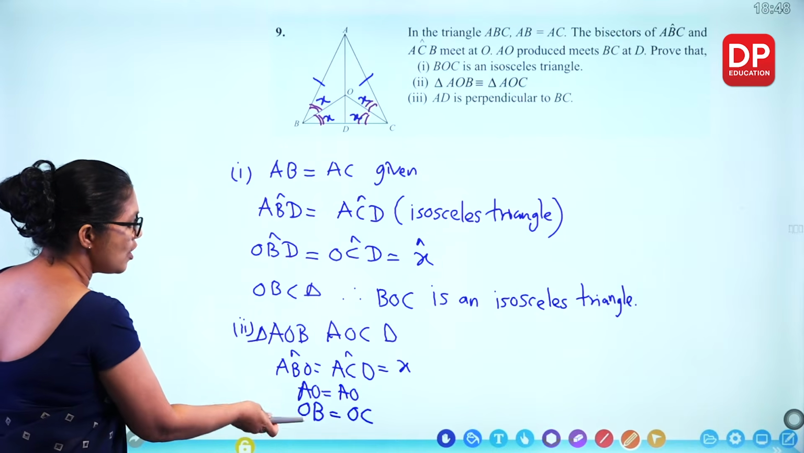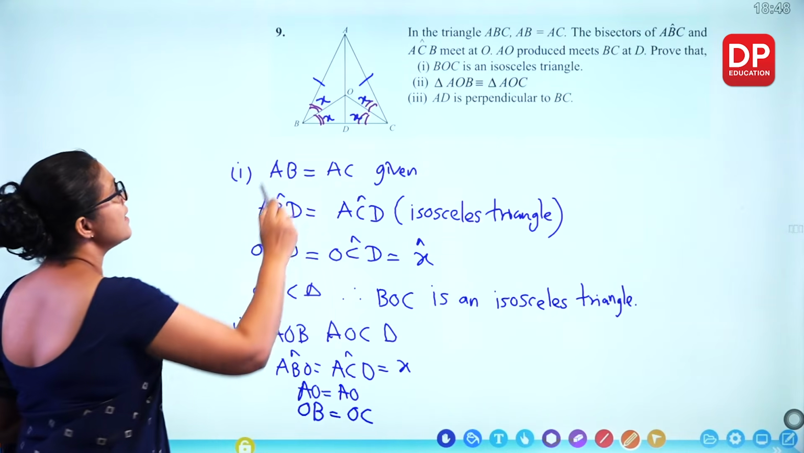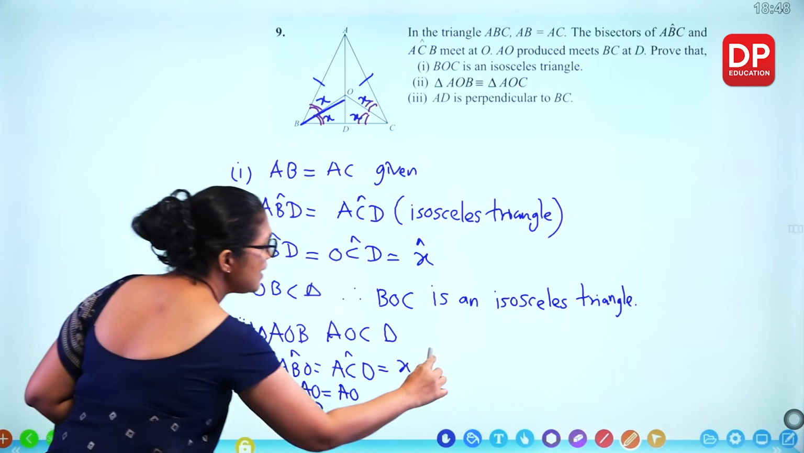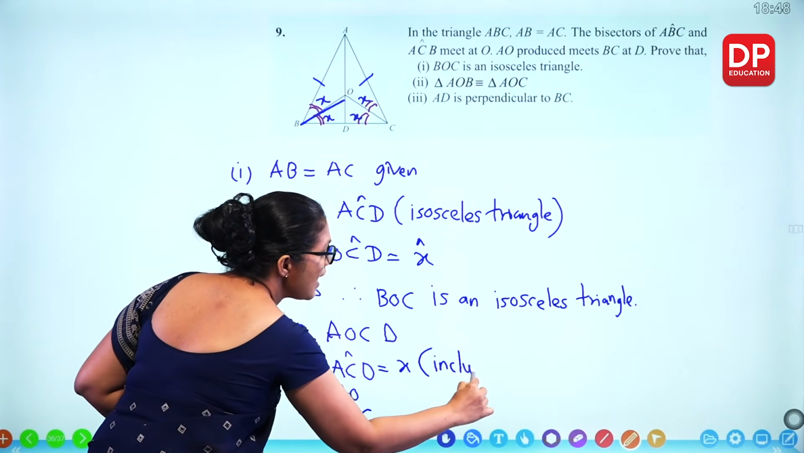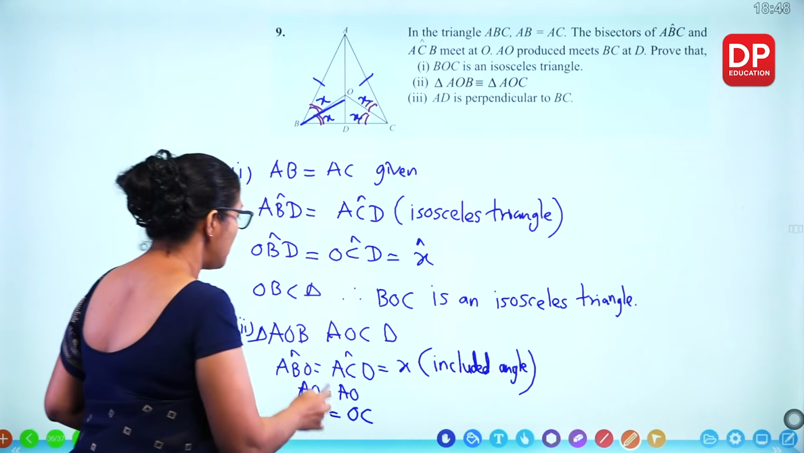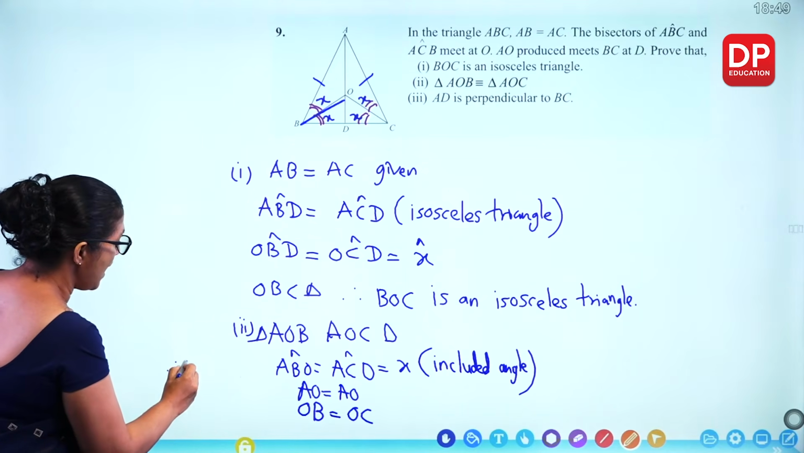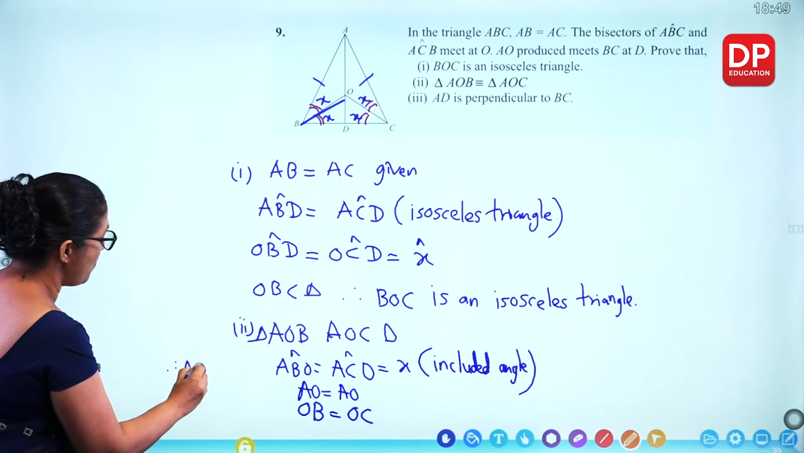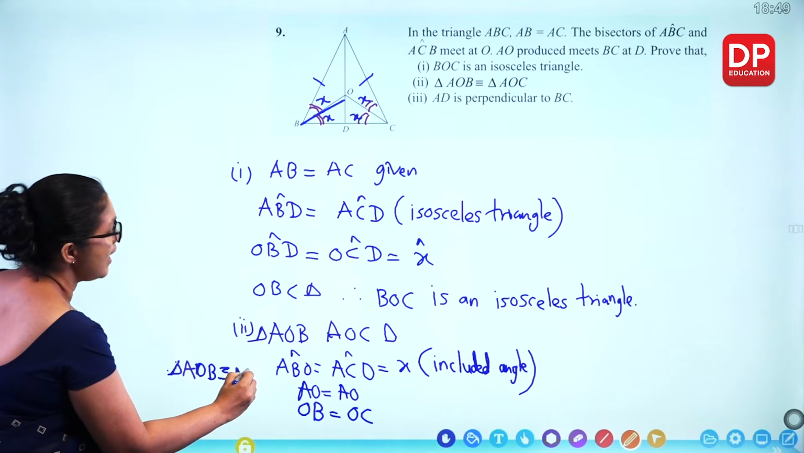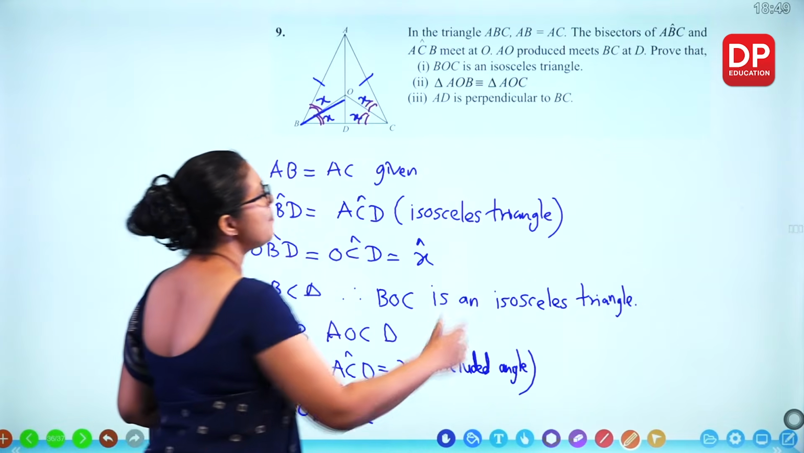Now what can you see? Two lengths and one angle. Now check whether this is the included angle. Yes, this and this is the included angle. So when this is the included angle, you can write down these two are congruent triangles. So we can write therefore, AOB triangle is congruent to AOC triangle.